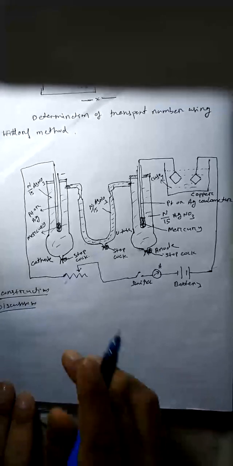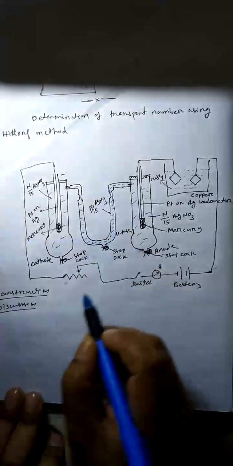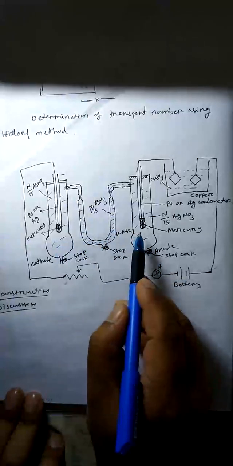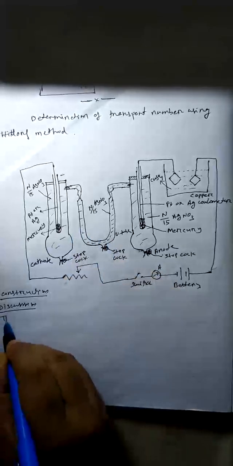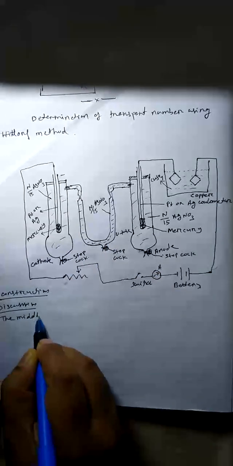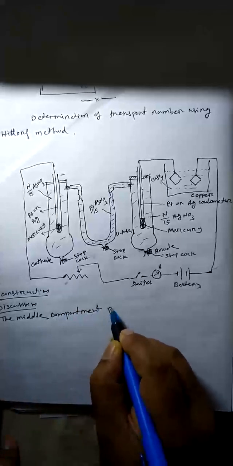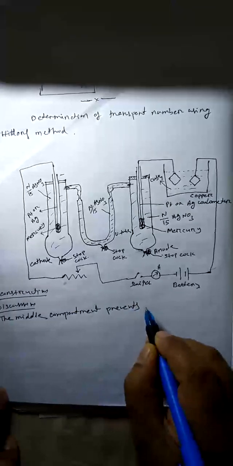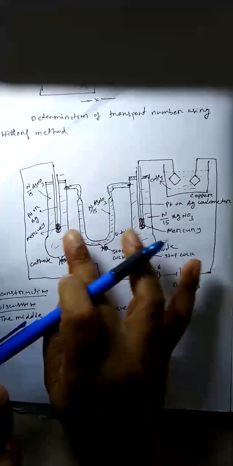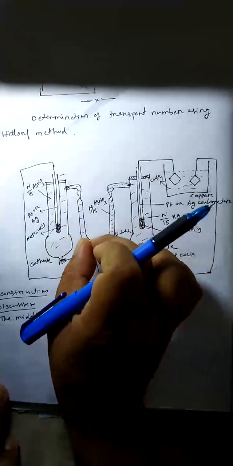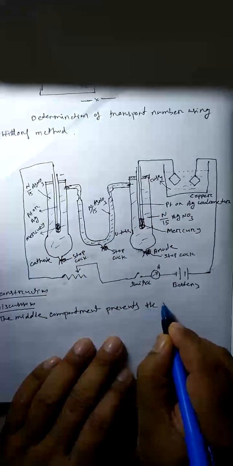you have to write that the middle compartment, this U tube, prevents the intermixing of both the anode and cathode compartments. The middle compartment prevents the intermixing of anode and cathode solutions. That means this U tube separates the anode and cathode solutions.